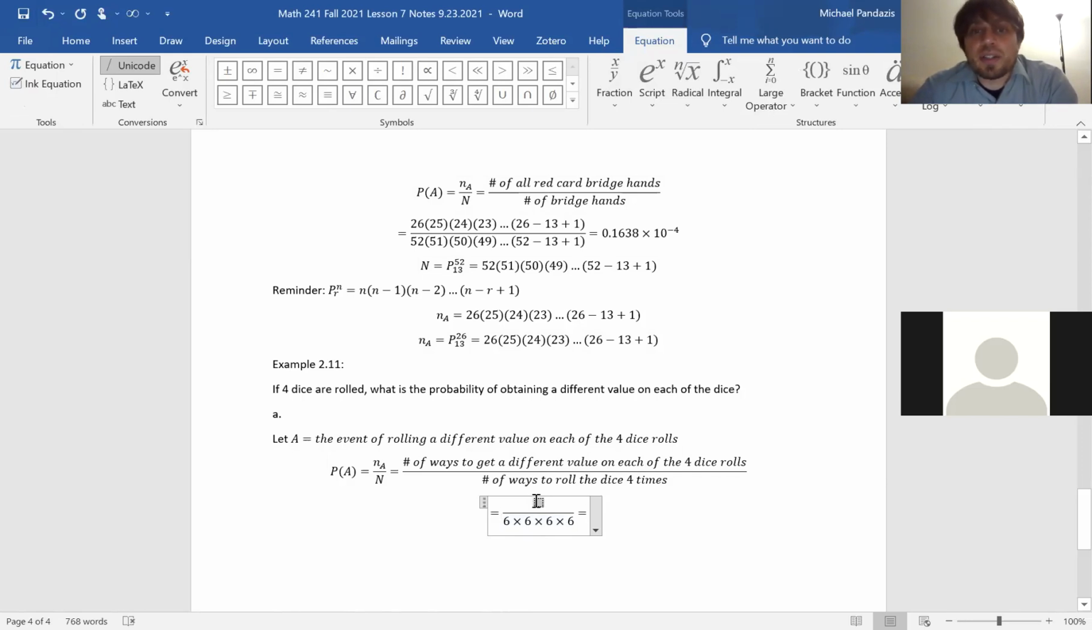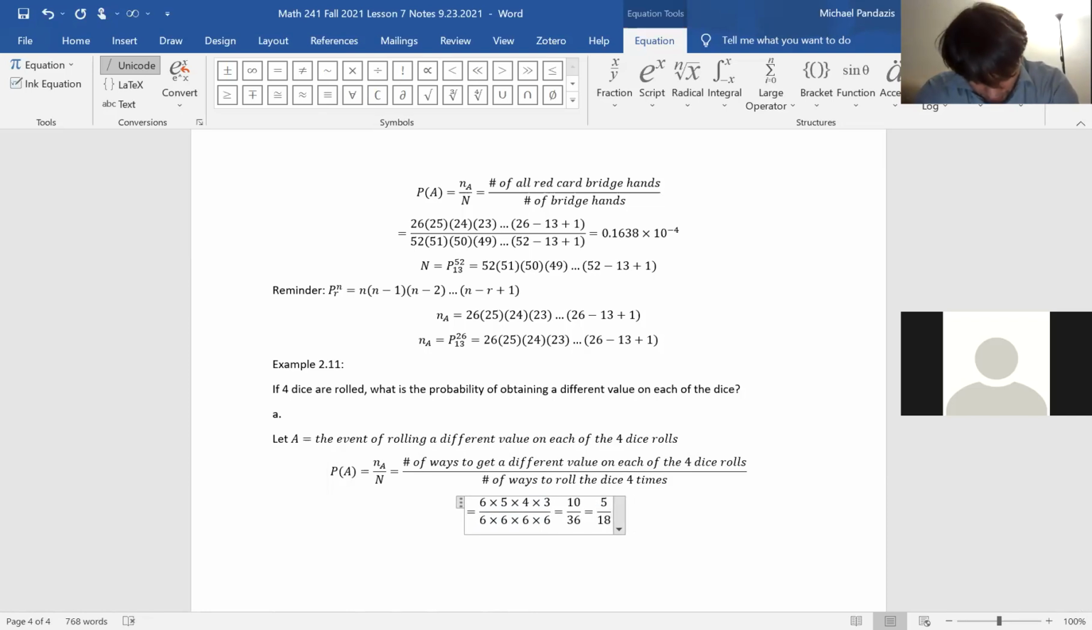Now, the number of ways to get a different value in each of the 4 dice, well, you have 6 choices for the first roll, but since you need a different value, you only have 5 choices for the next one. Then you have 4 left for the one after, and then 3 left for the one after that. So it's 6 times 5 times 4 times 3 ways to get a different value each time. And so these first two 6s can cancel, and you can get 5 times 4 times 3, which is 60. 60 divided by 6 is 10. You get 10 over 36, and this simplifies to 5/18.